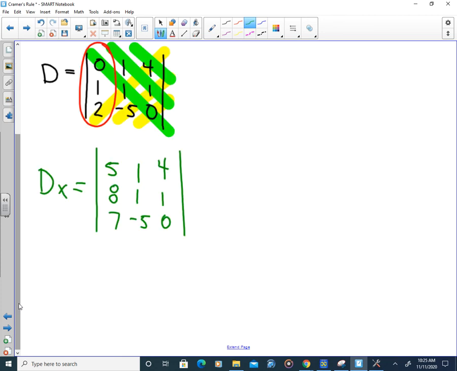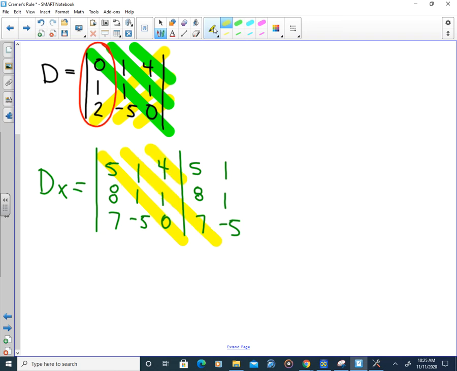So now, let's evaluate what D of X is equal to. So let's find the determinant of D of X. So write out your first two columns. Alright? Let's highlight the numbers we're going to be using. 5 times 1 times 0. 1 times 1 times 7. 4 times 8 times negative 5. So D of X is going to equal 0 plus 7 plus, what is that? 4 times 8, 32 times 5 is 160. It's one negative sign, so negative 160.